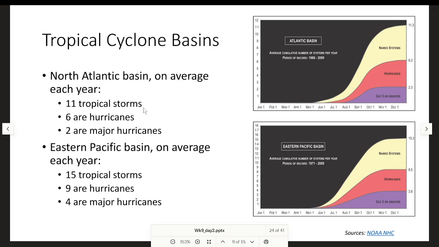But in the Eastern Pacific Basin, where we were talking about, where it has a lot of storms, you get 15 named systems, and 9 of them become hurricanes, and 4 of them become major hurricanes. But I think this number might be going up. I don't know. It might be a climate change thing, but I can't prove that, so we're not going to say that.